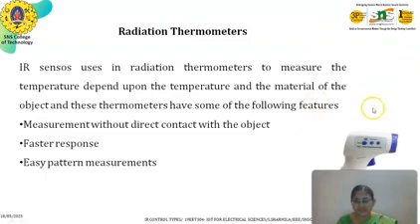We know that this is a temperature measuring thermometer we normally use in hospitals, and it measures the temperature and the material of the object. These thermometers have some features. The first one is measurement without direct contact with the object, and it has a faster response because we can easily calculate our body temperature within a second, and it is easy to take measurements also.